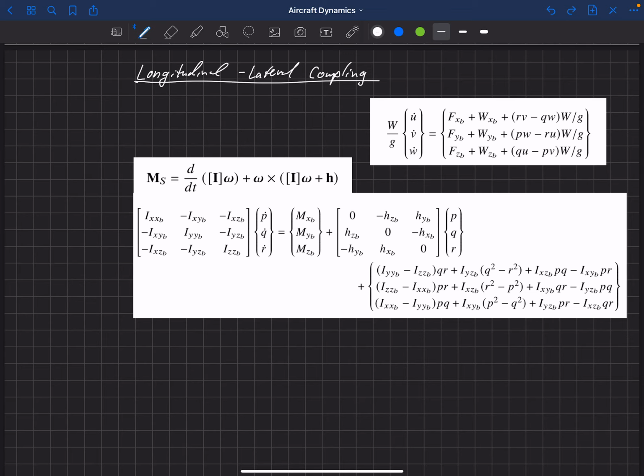So in the previous videos, we've developed linearized longitudinal and linearized lateral equations. And from these equations, we were able to put these into an eigensolver and understand the dynamic longitudinal and dynamic lateral modes. And that's the way that they used to do this.